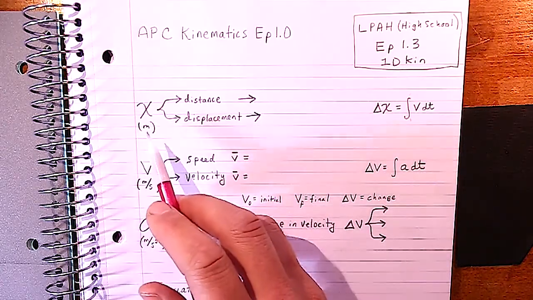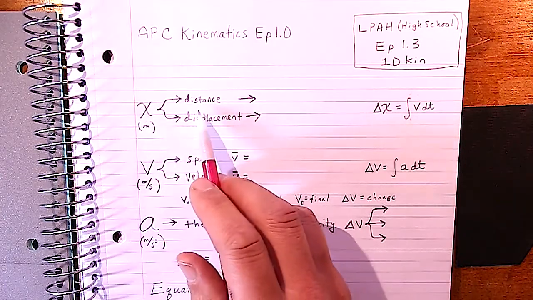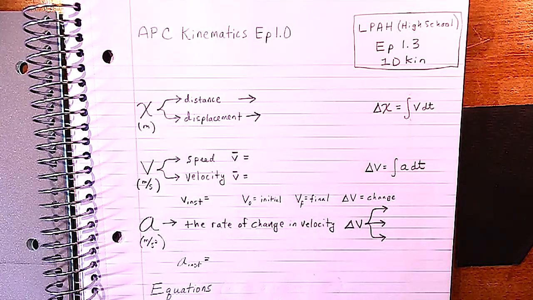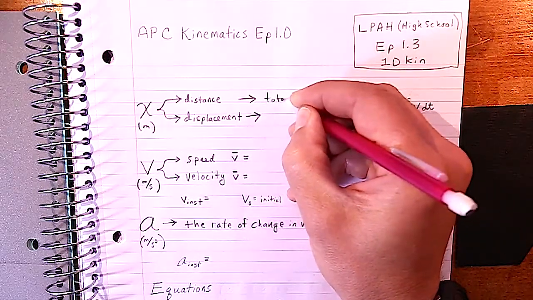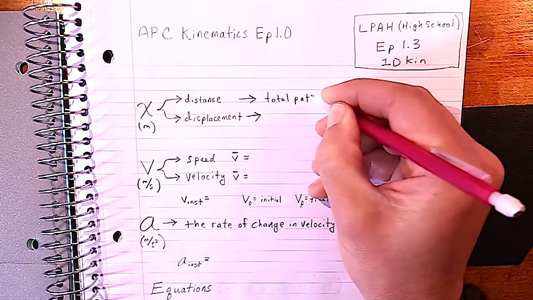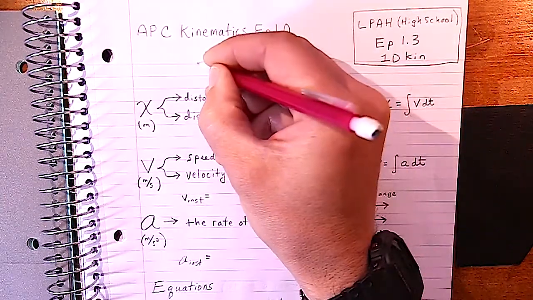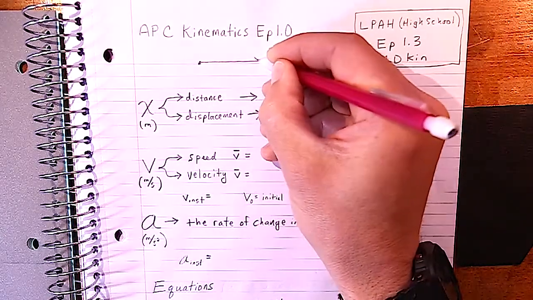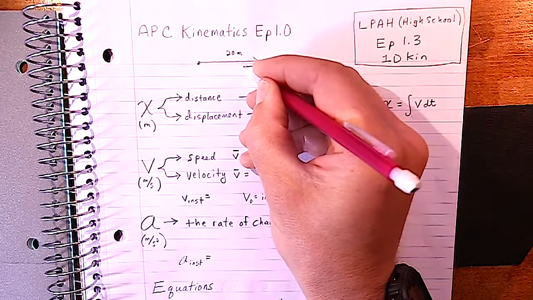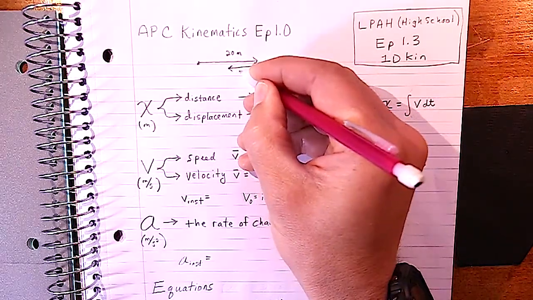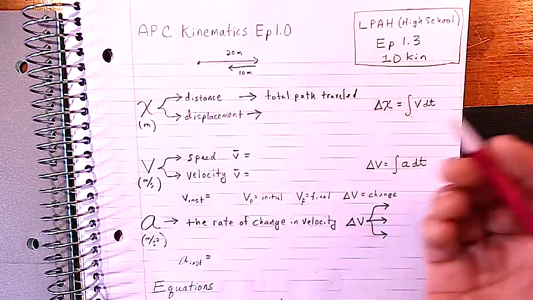So the first letter that we need to know is x. And x is either distance or displacement. Distance is defined as the total path traveled. So if you go for a walk and you walk a distance of 20 meters to the right and turn around and come back 10 meters to the left, your total path traveled would be 20 plus 10, or 30 meters.